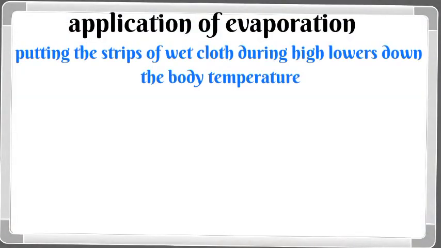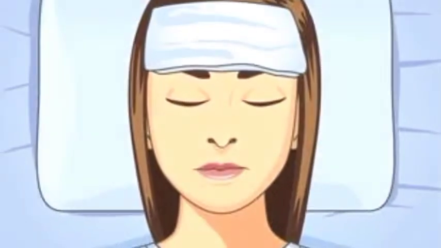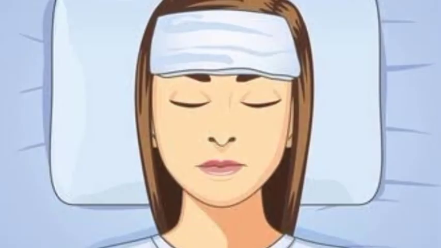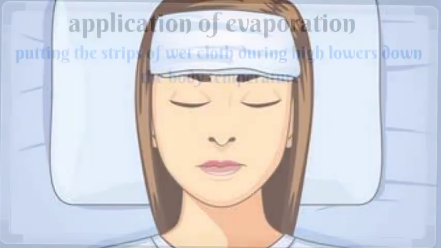Putting strips of wet cloth during a high fever brings down the body temperature. Doctors advise putting strips of wet cloth on the forehead of a patient having high fever. It lowers down the body temperature as the water in the strips evaporates. It takes the heat required for the evaporation from the body of the patient. Thus, the temperature of the body decreases.